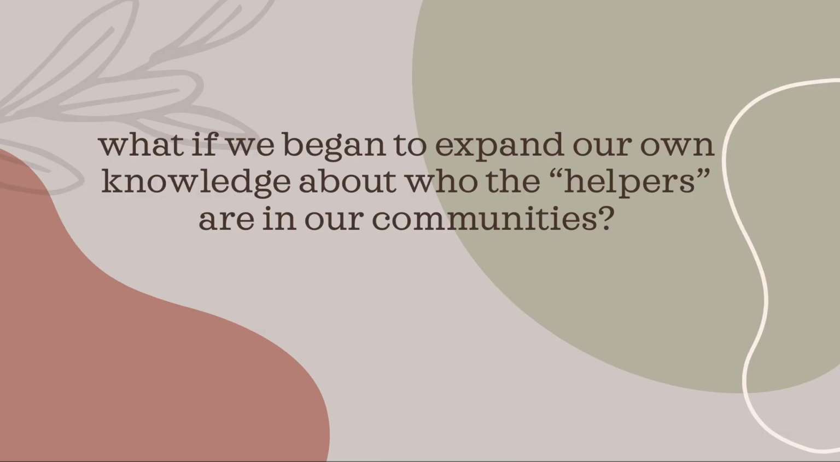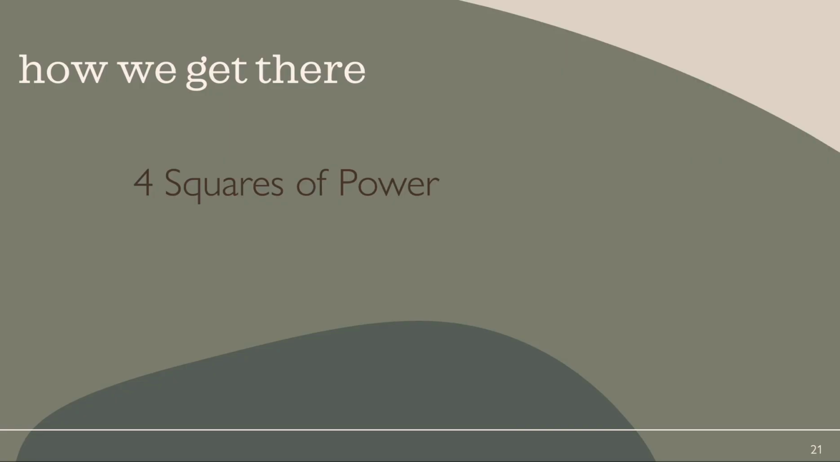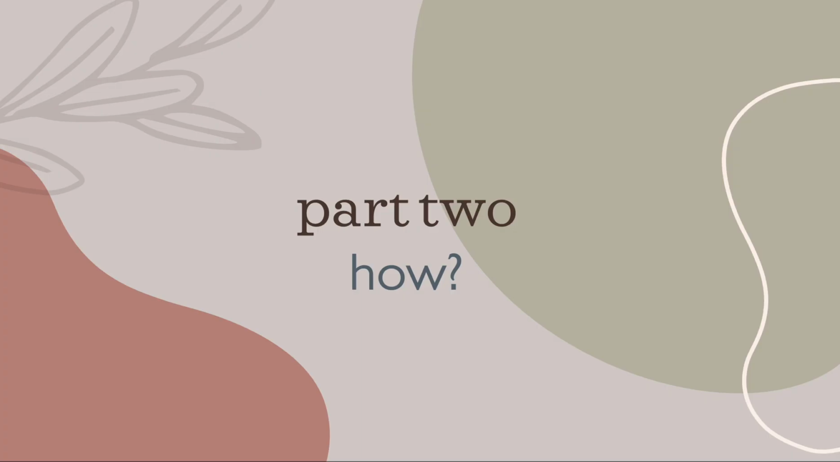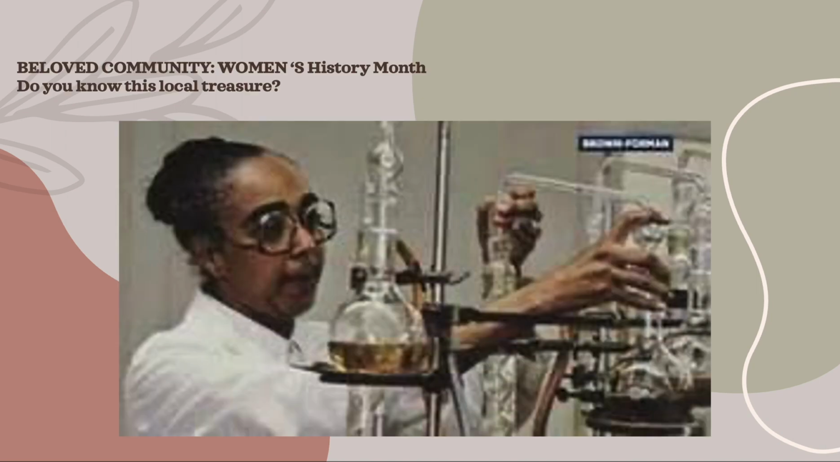And what happens when we expand our knowledge about the helpers in our communities, and how do we get there? So I have something called these four squares of power that I use to help us identify these folks. So here is a local truth teller and community helper, Lucille Elmer Allen. You can look her up. She's very well known in Louisville. She's being honored all the time and so on.